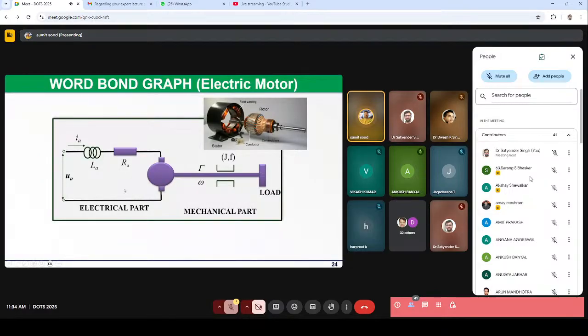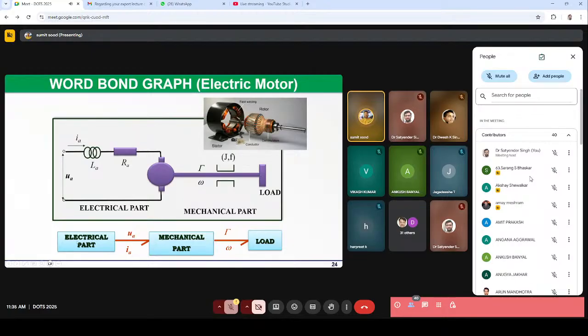So now let's go to the first part that I mentioned, that the first level of modeling is the technical level, in which we use the word bond graph to see how the whole system is working. For example, take an electric motor: there is an electrical part, a mechanical part, and a load on the shaft. In this case, we represent each part with blocks that represent the subcomponents of the system, and we try to identify the power exchange between these parts.